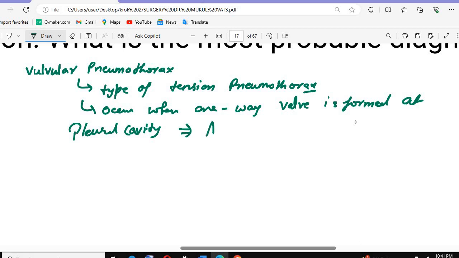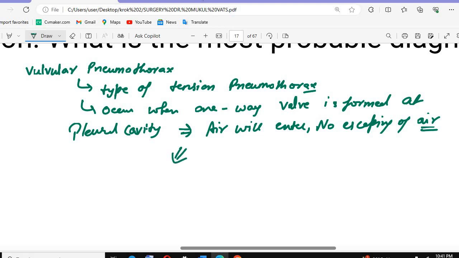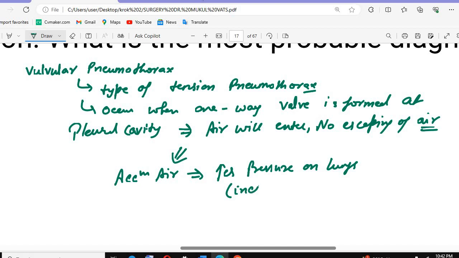The air will enter, but no escaping of air will be done, because we know the function of the valves is unidirectional flow. That's what we call the valvular pneumothorax. There is an accumulation of the air, and once it accumulates, it increases the pressure on the lungs and also on the mediastinum. So it will shift the mediastinum as well, causing mediastinal displacement.